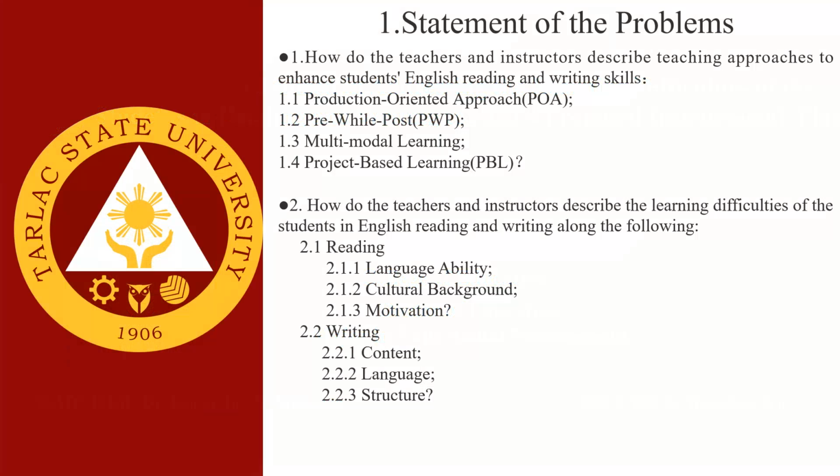First, how do the teachers and instructors describe teaching approaches to enhance students' English reading and writing skills, including POA, PWP, multimodal learning, and PBL? Second, how do the teachers and instructors describe the learning difficulties of the students in English reading and writing along the following. From the perspective of reading, it mainly includes language ability, cultural background, and motivation. From the perspective of writing, it mainly includes content, language, and structure.